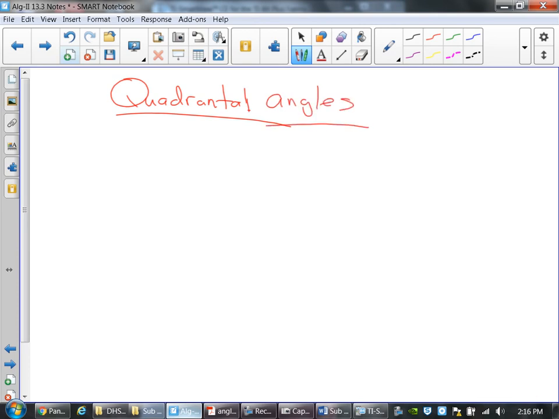Your quadrantal angles. Quadrantal angles may be the most important angles on the unit circle.